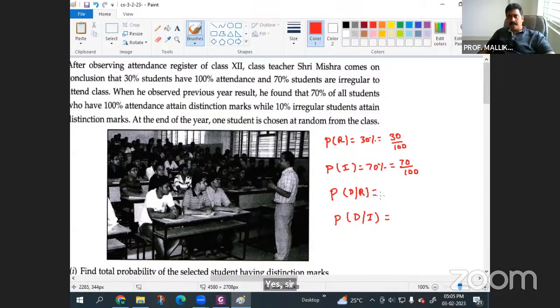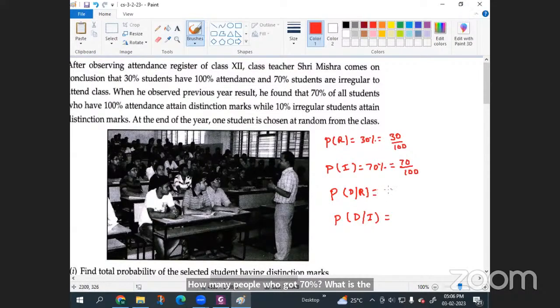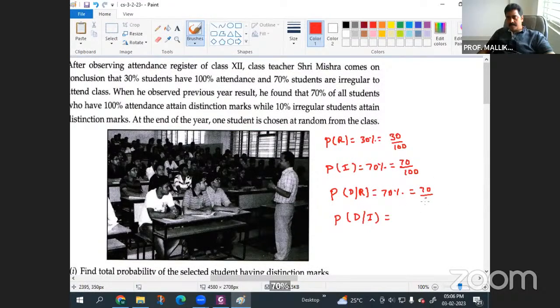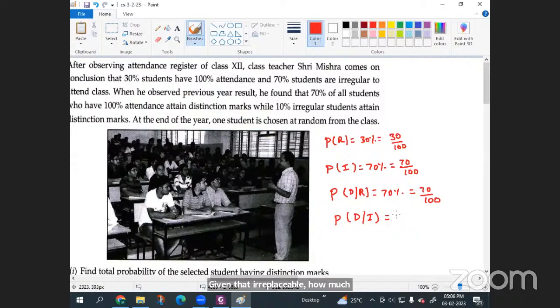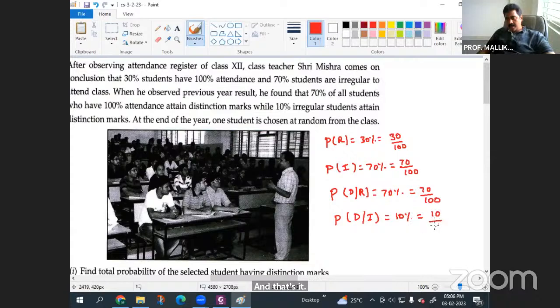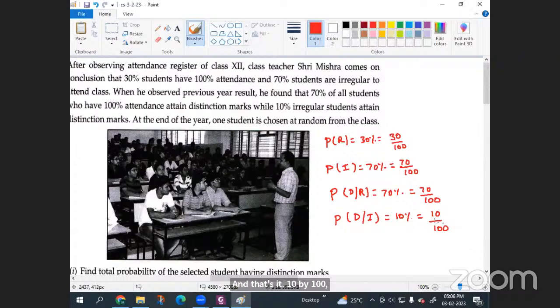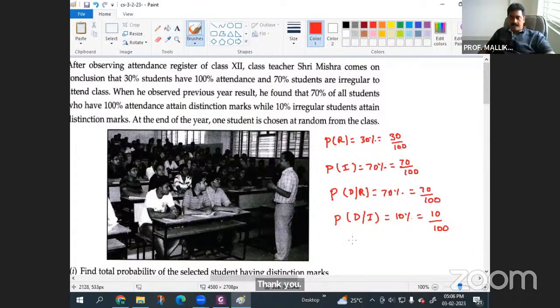What is the distinction for the regular people? What is the percentage of that? 70%, equal to 70 by 100. Now, distinction given that irregular people, how much? 10%, equal to 10 by 100. Right? Next question. Till here it's clear now?